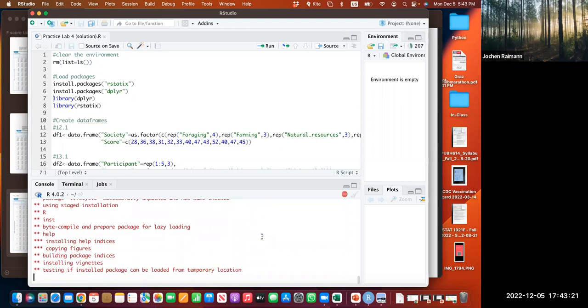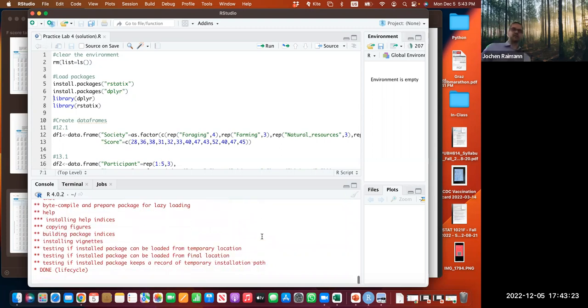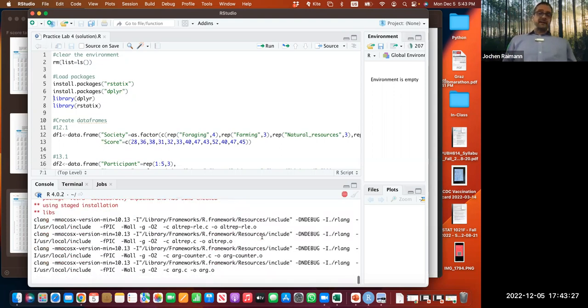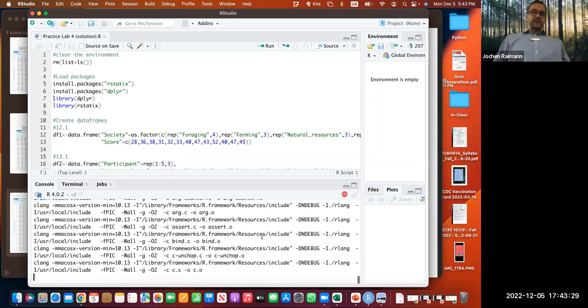Once this has finished compiling and installing these two packages, you're basically done. It may take a little longer for some. Will this take up a lot of storage on our computer? No, it's very minimal. It depends on your operating system how long that takes, but it shouldn't take too long. Okay.